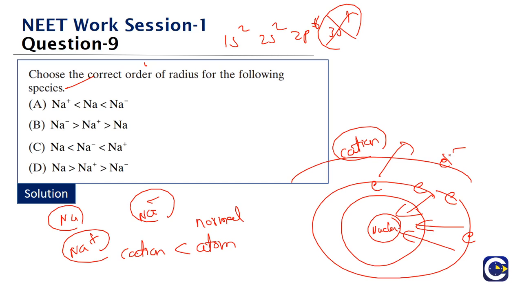Now Na plus is only having how many orbits? 2 orbits. Because what is the Na plus arrangement? Na plus arrangement will be 1s2, 2s2, 2p6. It is only having 2 orbits. So the third orbit itself is gone. So that is the reason why Na plus will have even lesser radius.